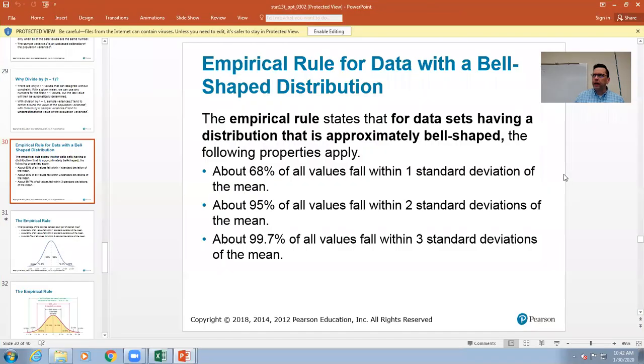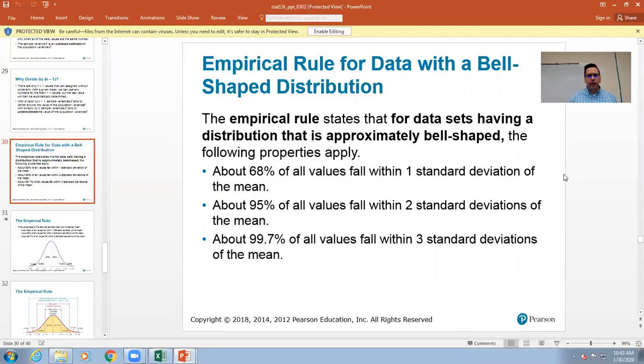All right, so really quick, we'll start talking about the empirical rule. We'll have to finish this in, I guess it's going to be part 3, right, of the video. The empirical rule states that when you have one of these bell-shaped normal distributions, the following properties apply. About 68% of all values fall within 1 standard deviation of the mean, about 68%. And you'll see again where that number comes from when we get to chapter 6.